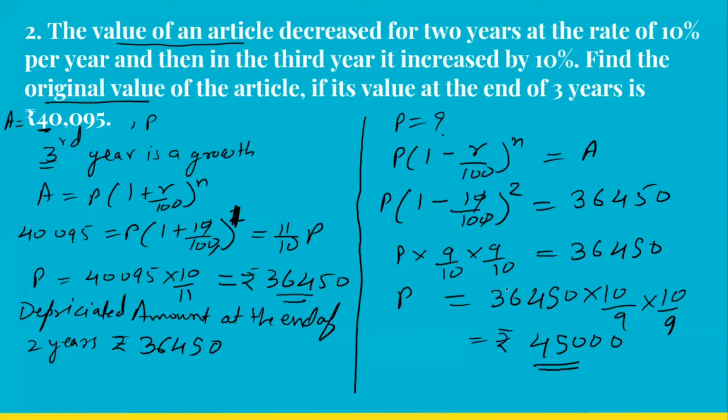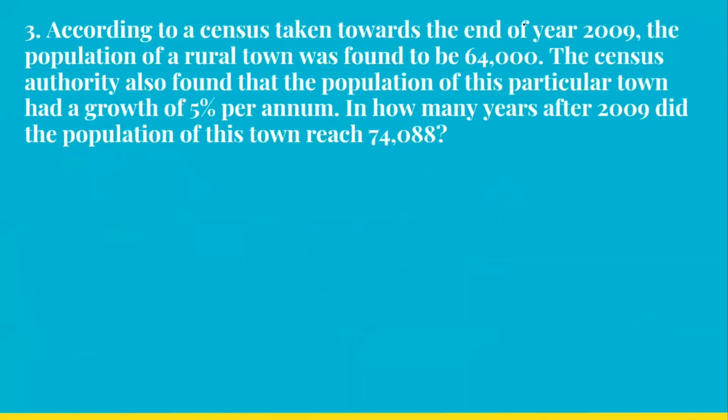Got it? Let's move on to question number 3. So in question number 3, we have, according to a census taken, where the population is being counted, that is called a census. Census taken towards the end of the year 2009, the population of a rural town was found to be 64,000. The census authority also found that the population of this particular town had a growth of 5% per annum. In how many years after 2009 did the population of this town reach 74,088?